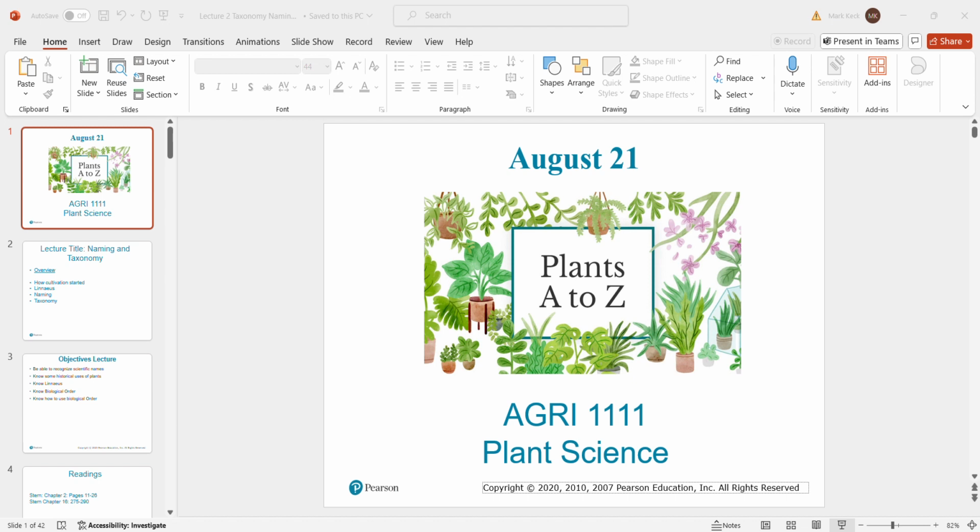In this lecture, make sure you've read Stern Chapter 2, pages 11 to 26, and Stern Chapter 16, pages 275 to 290. Before we ask ourselves what's in the name, first, let's see what we're naming. So, what are you seeing in this picture? You're seeing a plant, right? It could be any kind of house plant. But what are you also seeing?